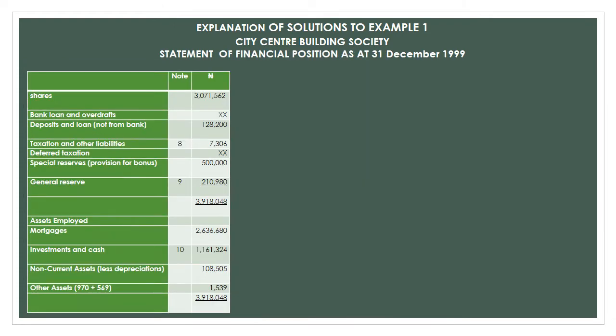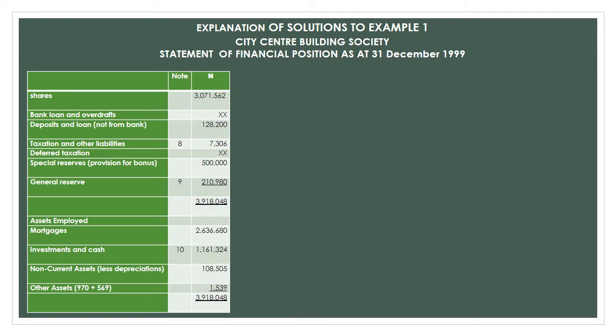The next thing is the balance sheet or the statement of financial position. Here, you still go back to your trial balance and look at those elements, those things that have not been taken care of in the income statement. All those other things will come into the balance sheet, and those things are going to involve the liabilities on one side and the assets on the other side. So here the first thing we have is the shares account, which is 3,071,562. Then you have bank loans and overdraft.